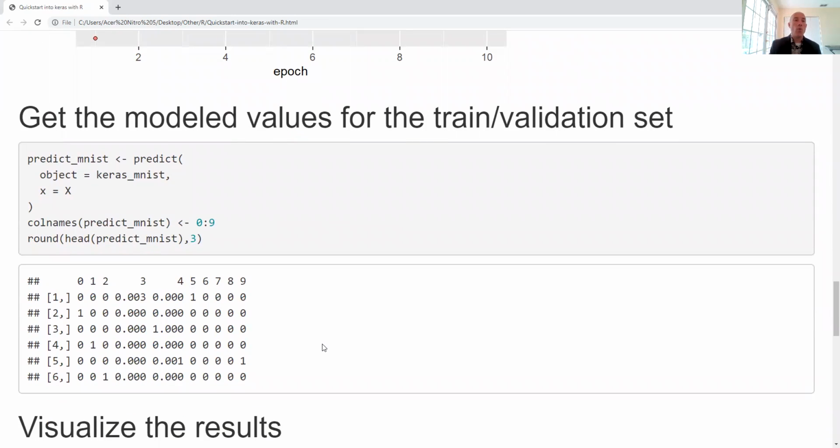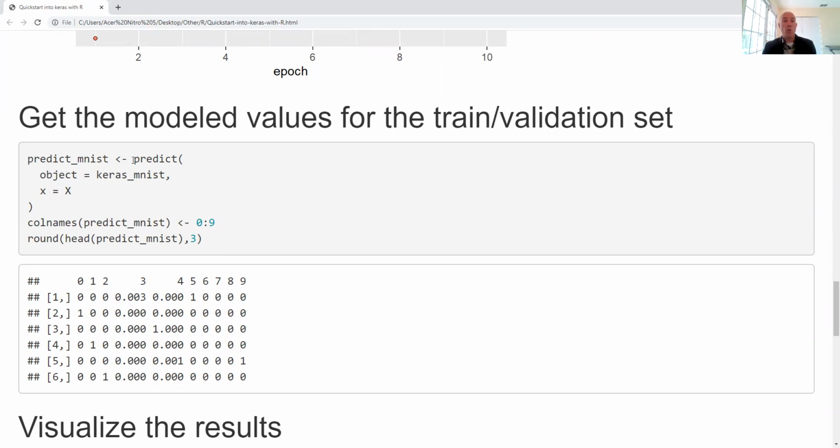All right, so now let's go ahead and get the actual model values for our data set. So what we're going to do, I'm going to take my model, I'm going to take my training validation data, and I'm going to run the predict function. Now remember that it's trying to model which digit I am looking at, 0 through 9. So I go ahead and I put 0 through 9 as the column names.